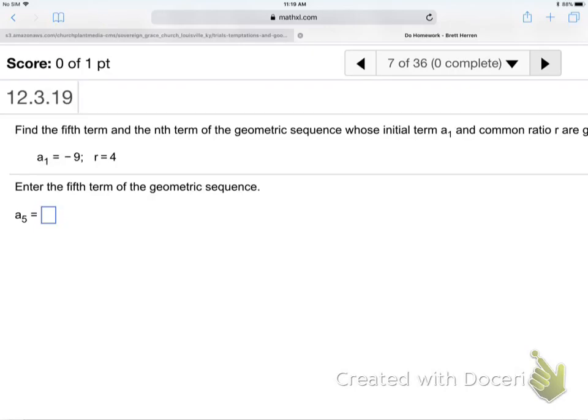So there we go. There's the first term. There's the R. It says find the fifth term and find the formula. So, yeah, you could just find the fifth term and then find the formula. I'll give you a second on that.